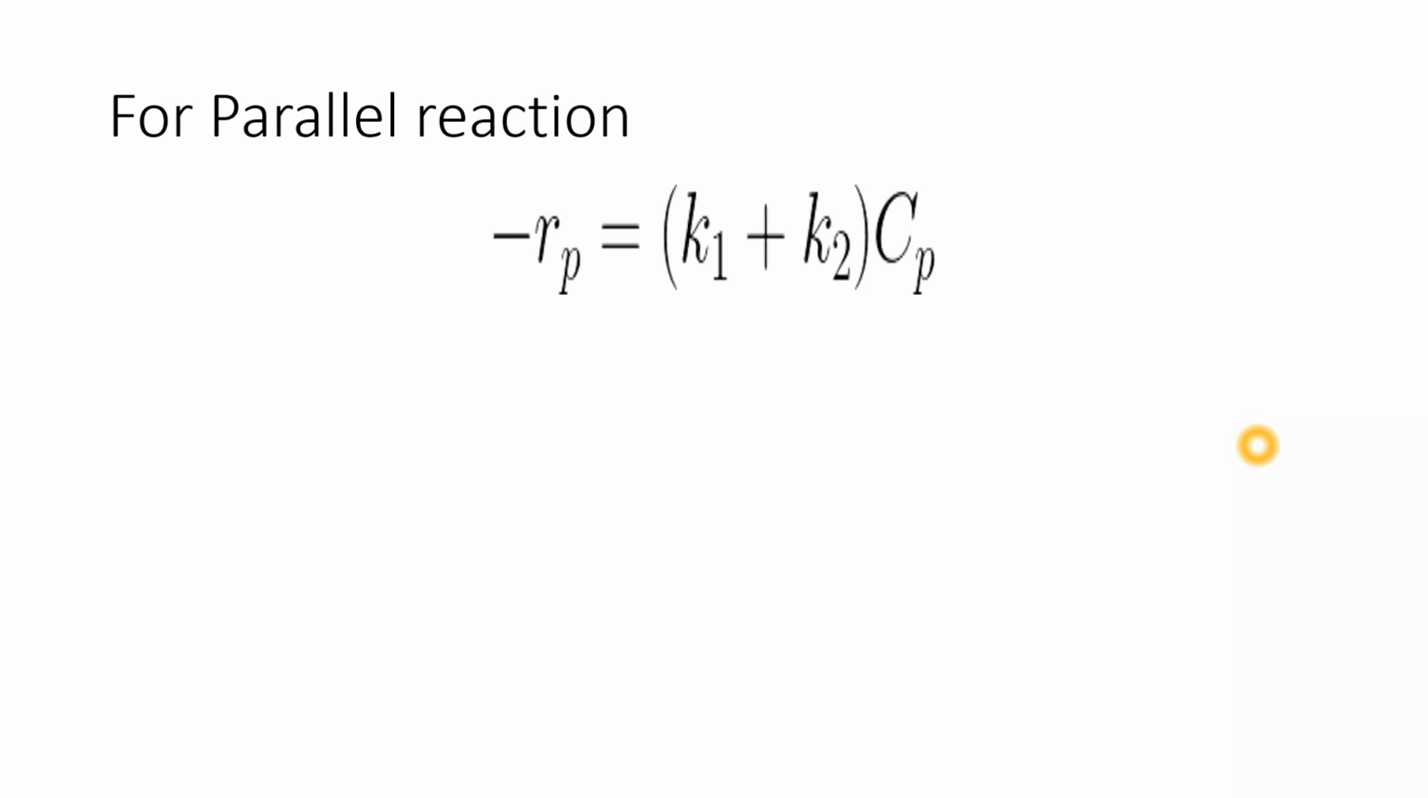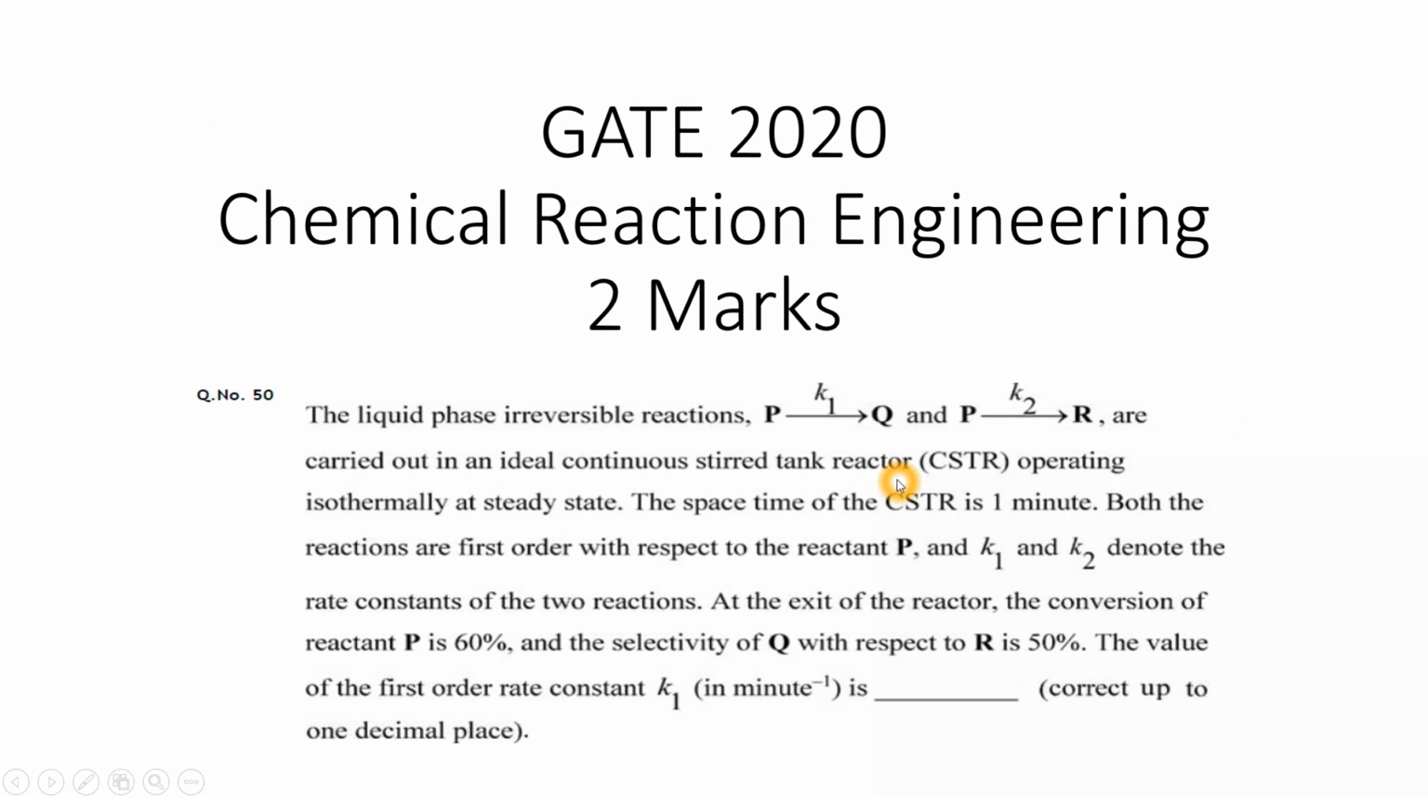For a parallel reaction, we can write -Rp is equal to (K1 + K2) Cp. How can it be? Since we know that whenever there is a parallel reaction, the rate of reaction with respect to the reactant is given as K1 plus K2. If there is any third parallel reaction, then it will be (K1 + K2 + K3) Cp, since it is first order in both reactions.